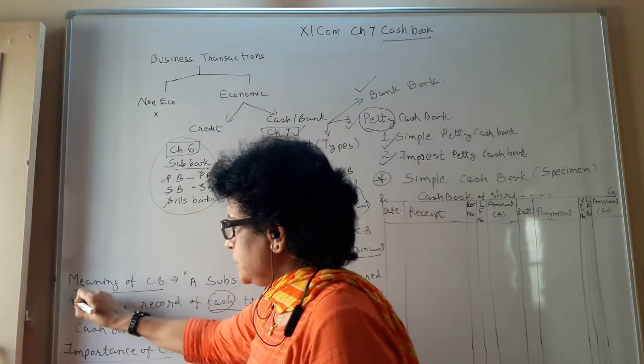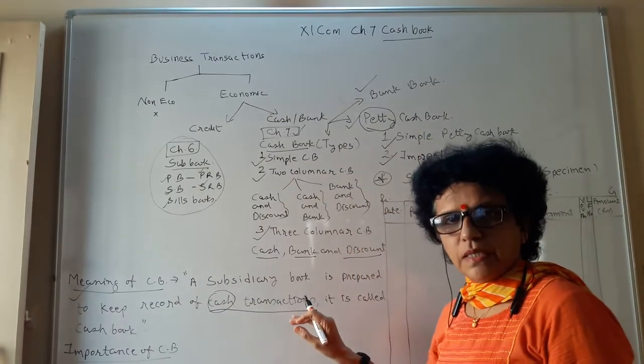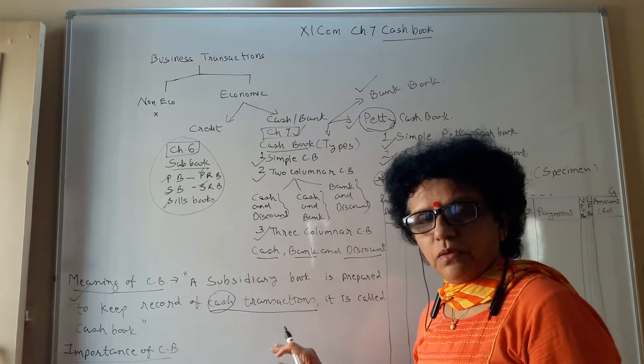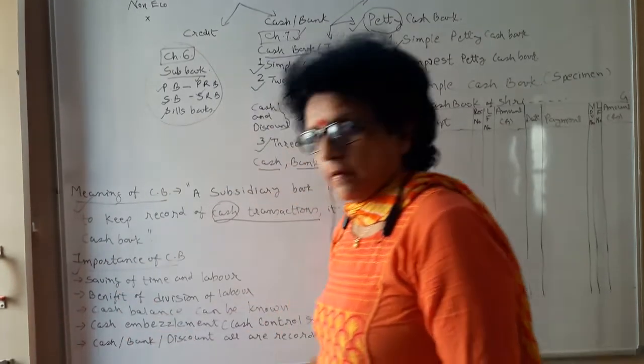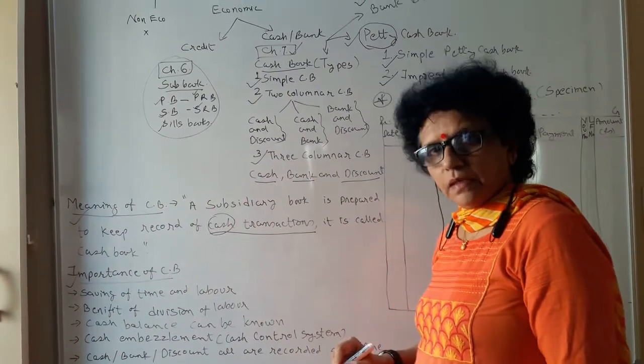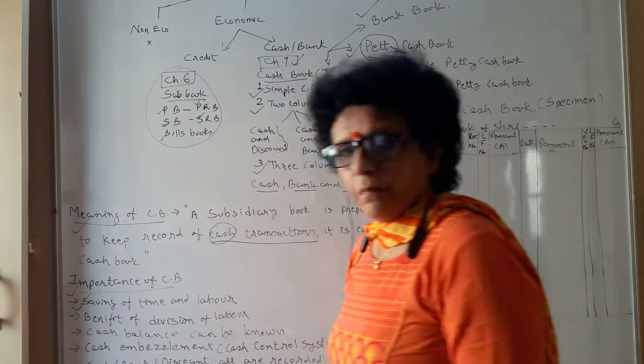We have understood the meaning of the cash book, the subsidiary book in which the cash transactions we record, that is what is known as a cash book. Why is the cash book so important? What is the importance of a cash book? Number one, saving of time and labor is possible.